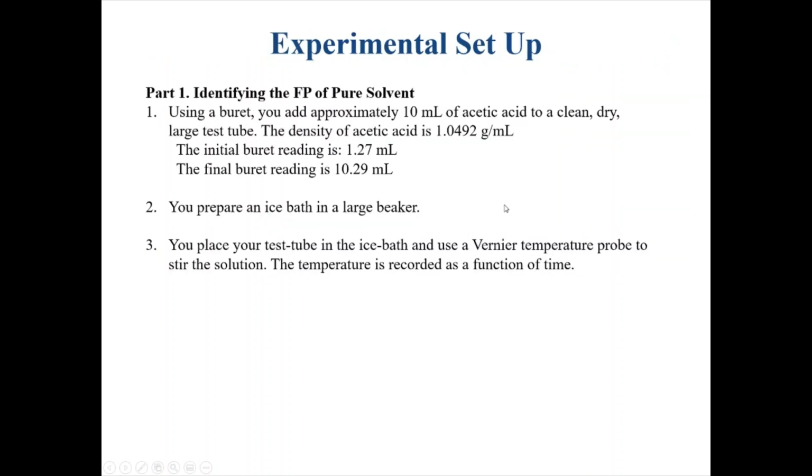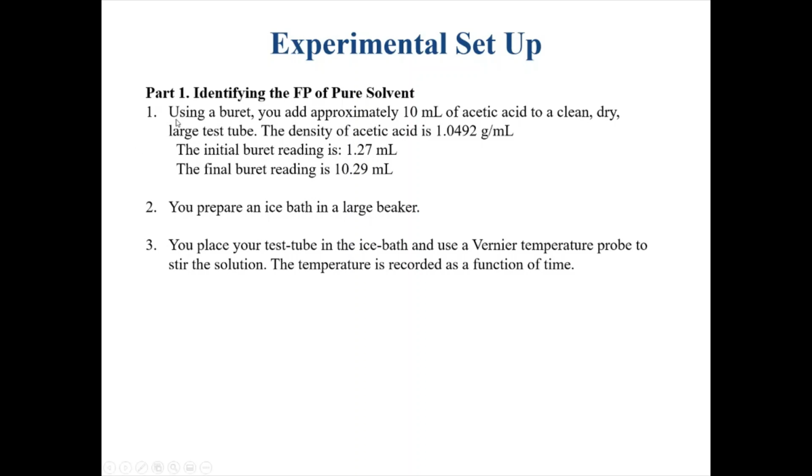So now let's look at how we're going to do this experiment. So normally, if you were in lab, the first step would be to identify the freezing point of the pure solvent. So we need two numbers in this experiment. We need the freezing point of the pure solvent, and then we need the freezing point of the solution. That's going to allow us to get delta T. So we need to get those two numbers to get the delta T.